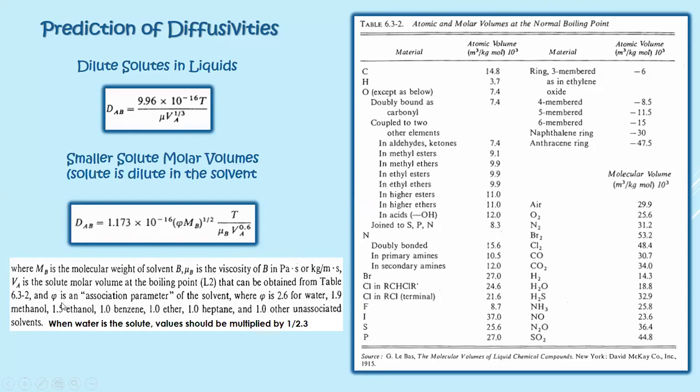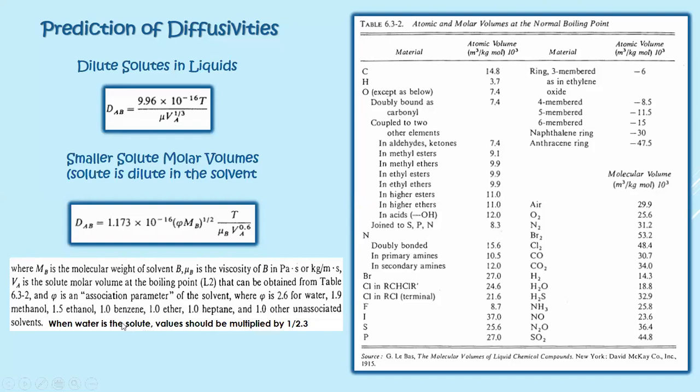And this phi is an association parameter dependent on the particular solvent in which your given solute is going to diffuse to. So if your solvent is water, your phi is 2.6. If it's methanol, 1.9. For ethanol, 1.5. For benzene, 1. For ether, 1. For heptane, 1. And for other unassociated solvent, it's okay to assume that this phi is equal to 1.